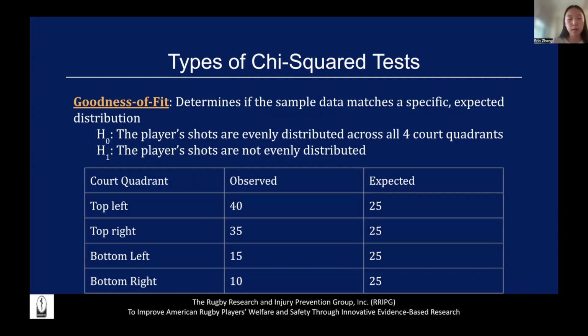So you would have the observed data and then the expected data, which is from the null hypothesis. And then based on the chi-square test, that would tell you if it was just by chance or if it's actually true that the player's shots are not evenly distributed, and it wasn't just supposed to be evenly distributed, but it just happened not to be.